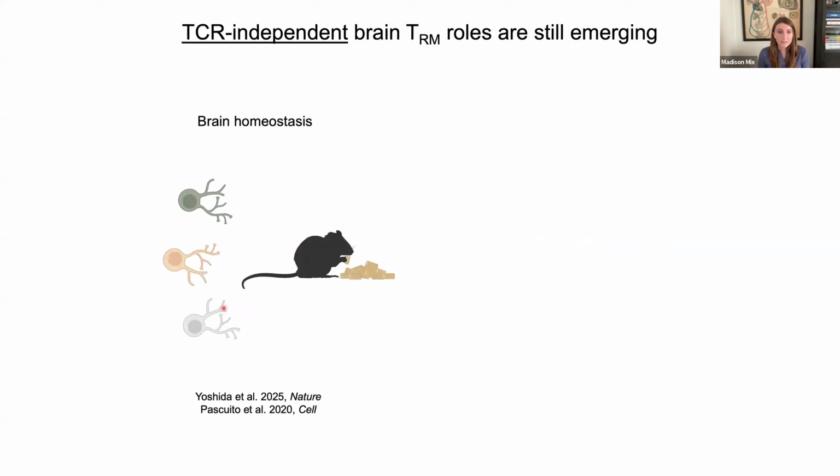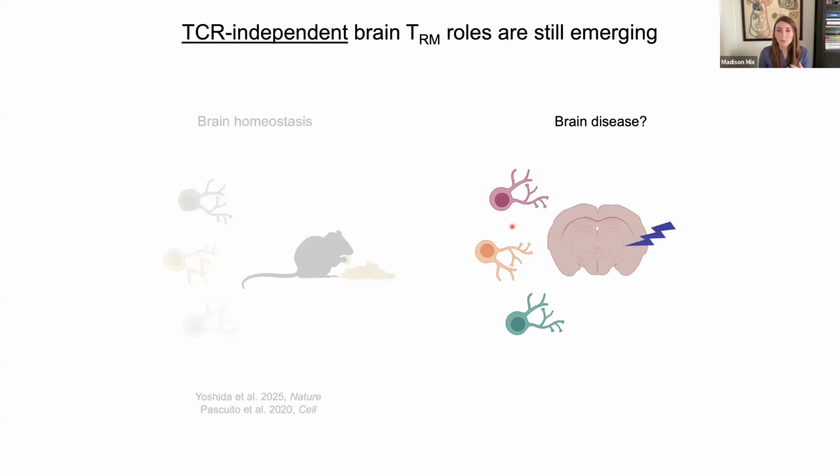But I think an area that is still emerging is what are the TCR-independent roles of brain TRM? In the example that Tomomi was able to present earlier, what's happening in the context of brain homeostasis. These cells may not be seeing their antigen, but they are nonetheless influencing feeding behavior. One way that we wanted to think about this is how could these cells influence brain disease?